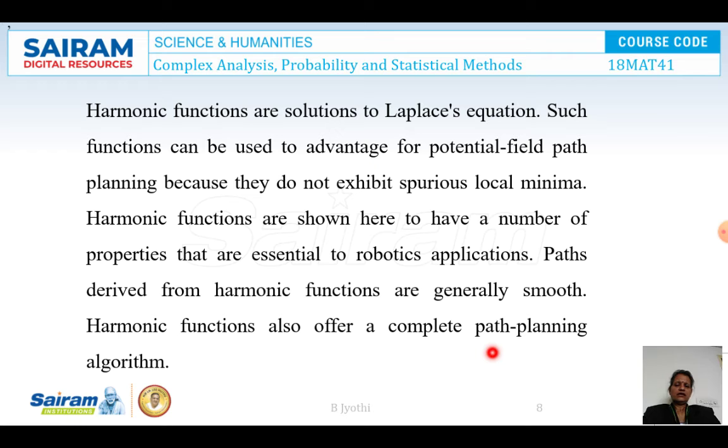That is, the robotic path will be derived from the harmonic functions, which will be very smooth. Where will it be used? Supposing you wanted to find out the path of a robot, these harmonic functions which generate the smooth path, we can easily find out all the ways a robot can move. That is the application.